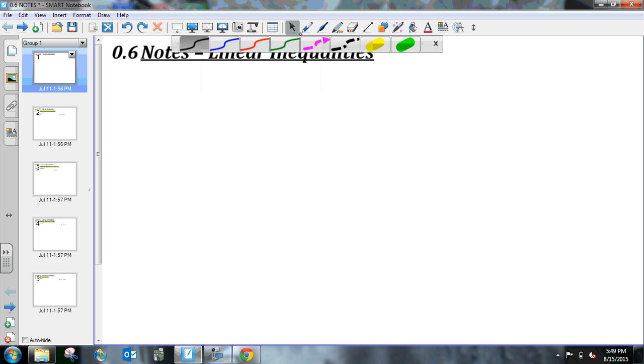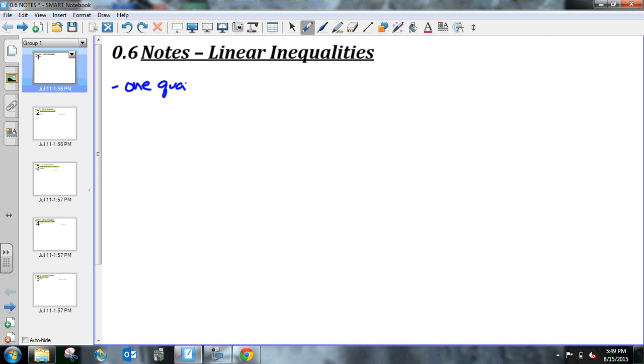The following is a video over 0.6, which is linear inequalities. When I use that word inequality, that means that two quantities are not equal to each other. An inequality shows that one quantity is larger or smaller than another quantity.